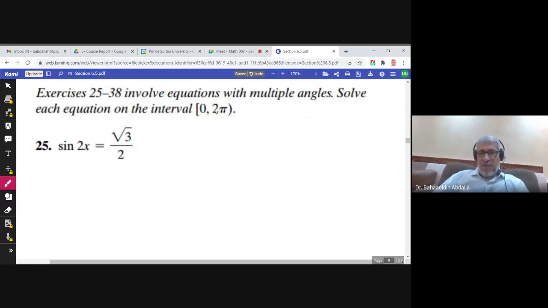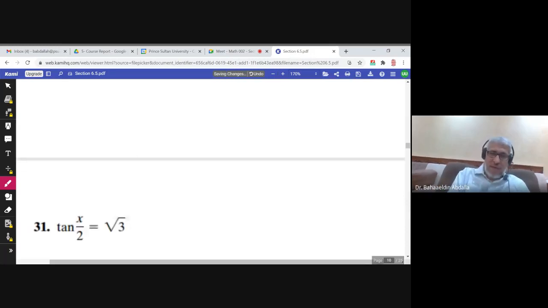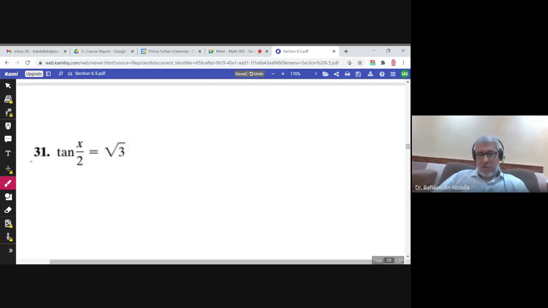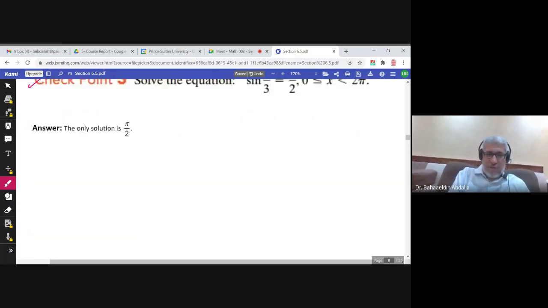These exercises involve equations with multiple angles. Solve each equation on this interval from 0 to 2 pi. Sine 2x, we have seen something similar. Please do it. Tan 3x, we did 3x, okay? And tan x over 2, we did something like this. Let me choose one of these to solve.